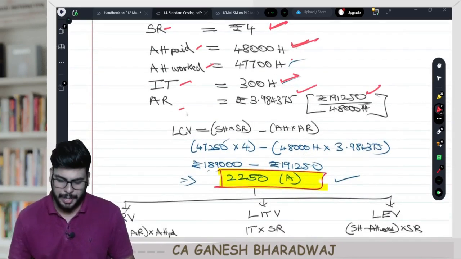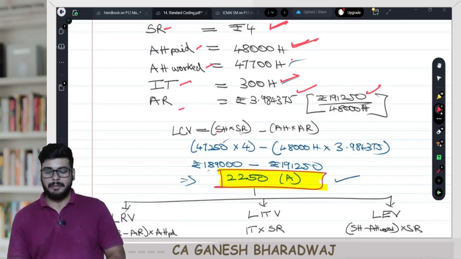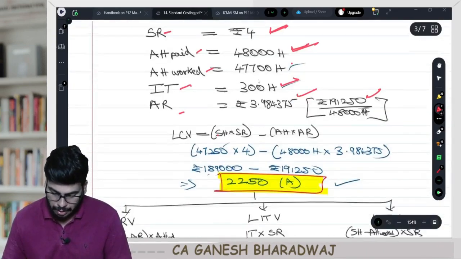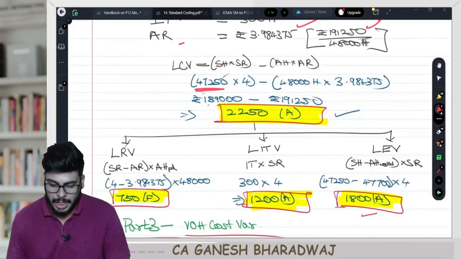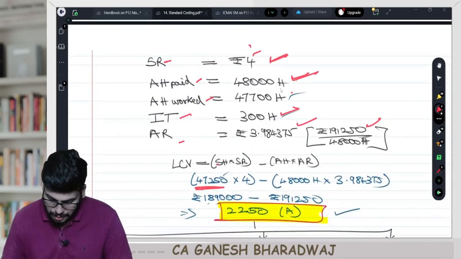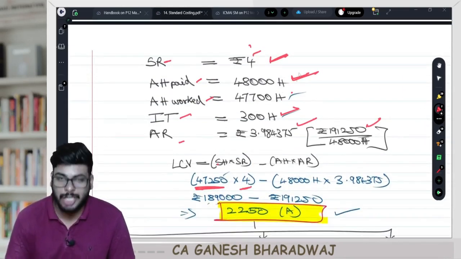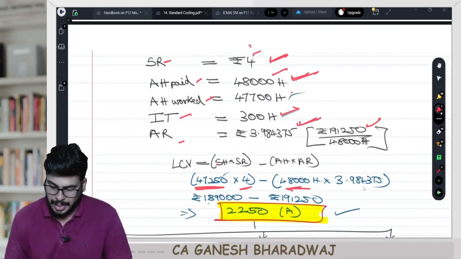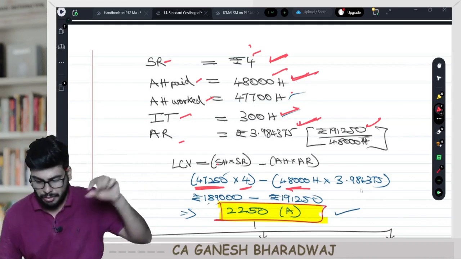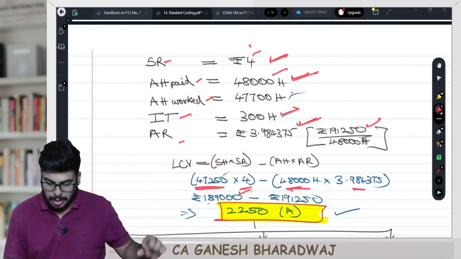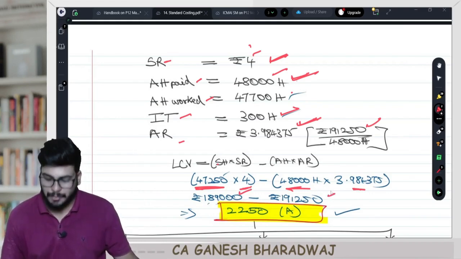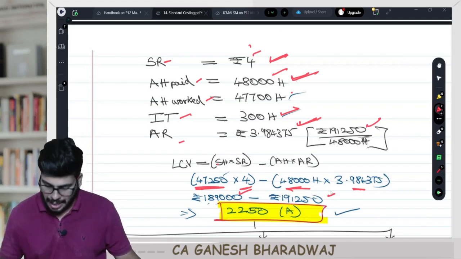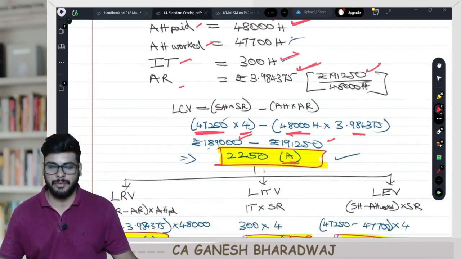So now, labor cost variance, what's the formula? Standard hours into standard rate minus actual hours into actual rate. Plug the figures. Standard hours is 47,250 into standard rate of 4 rupees, minus actual hours paid, 48,000, into actual rate, 3.984375. You need to read in the decimals if you do that. So you should have incurred a total labor cost of 1,89,000, but you've actually incurred 1,91,250. Clearly, the actual is more than the standard, which means it's an adverse variance to the tune of 2,250. Are you clear with this?